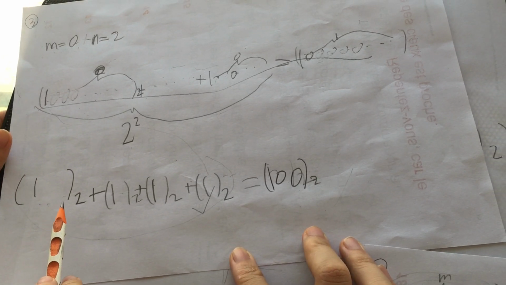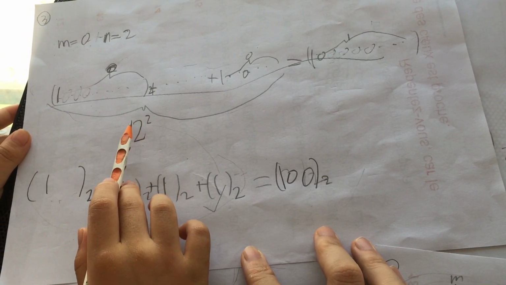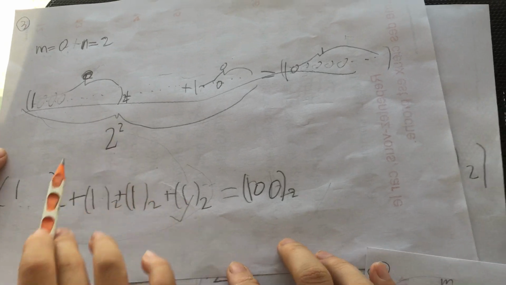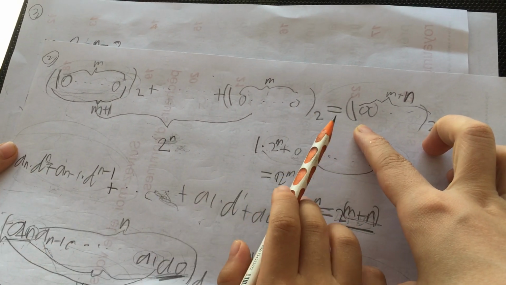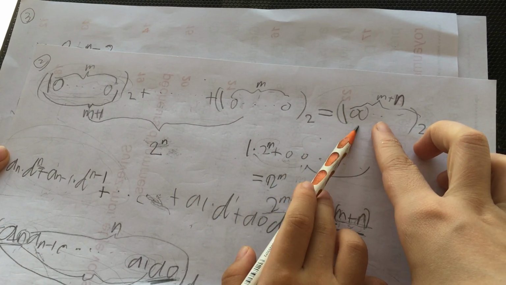And also we have to add it to itself. How many times? 2 to the 2's power times. Yes. And the result is, according to this equation, it equals 1, 0, 0.